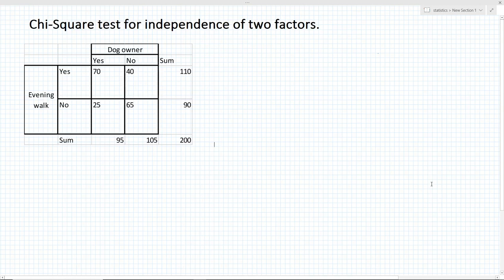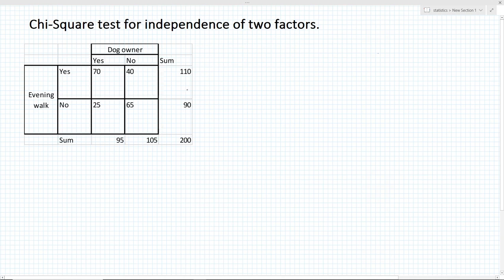We are going to show you how to use the chi-square test for independence of two factors, which means that we are going to be dealing with categorical data. So let's consider the following example.